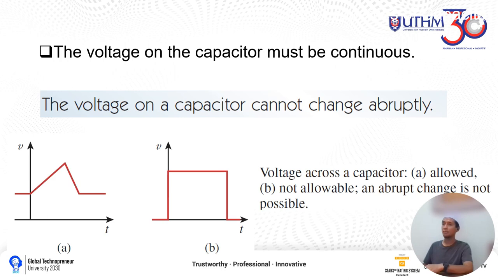So that means if we have the capacitor, when we give a supply, the capacitor will charge, and then after that, when we remove the supply, the capacitor will discharge to provide the supply to other components in the circuit. Okay? But this kind of sudden change is not allowable.